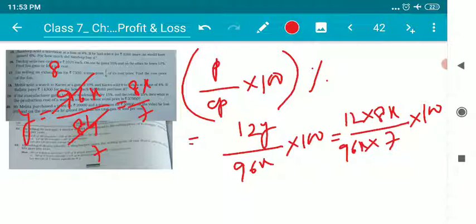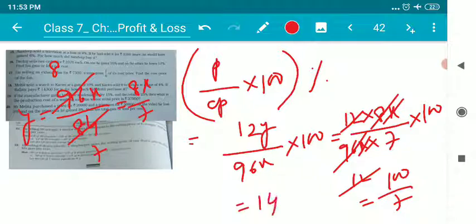Yes or no? x cancelled. 8 12s are 96. 12 cancelled. I'm having 100 by 7. If you divide 100 by 7, it will come approximately 14.28%. This is only the percentage of profit. I hope it was clear to everyone.